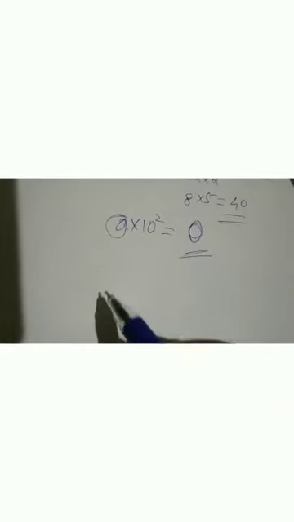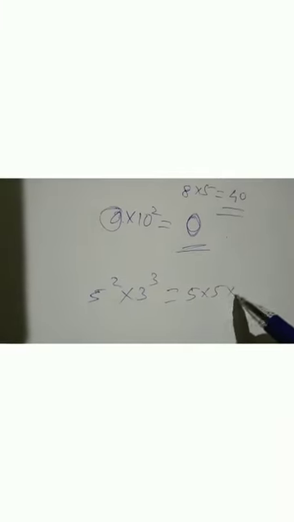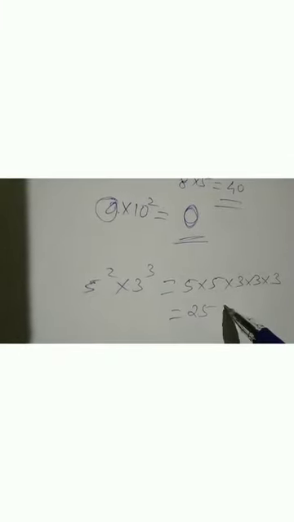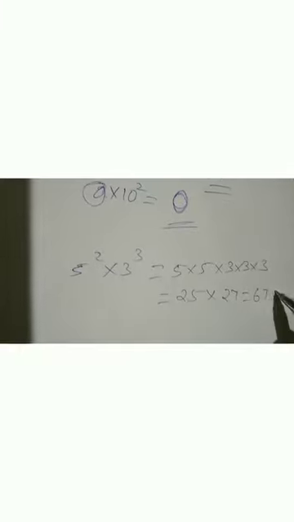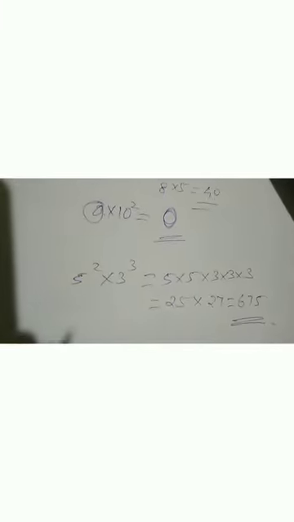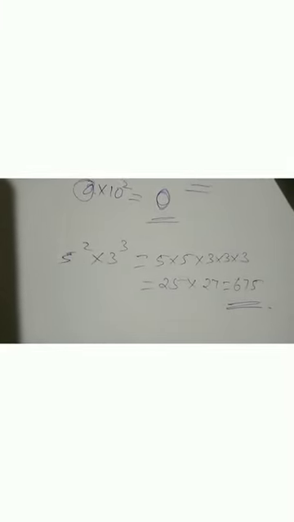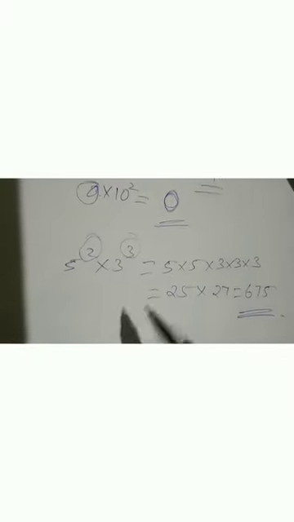Next, 5 squared times 3 raised to 3. That is 5 times 5, then 3 times 3 times 3. That is 25 times 27. Answer is 675. Got it? I think the remaining work you can do. It is very easy, just multiply the numbers. How many times it is repeated is represented by the power or exponent.